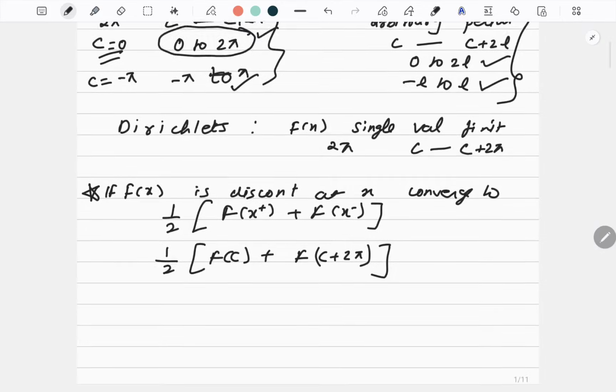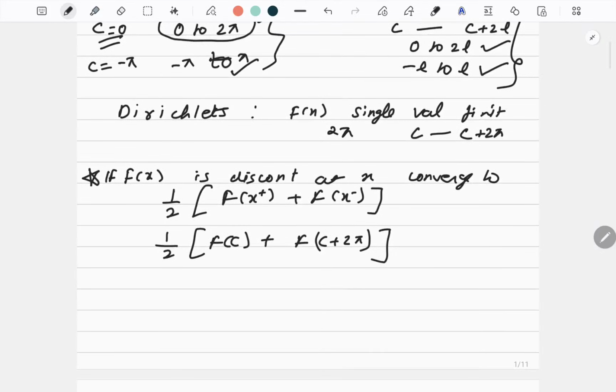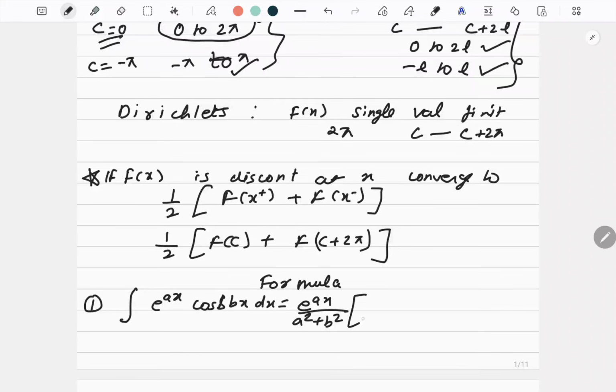Okay. Now what is the requirement? What basic knowledge should I have? A few formulas. Let us list them out, so that when we are doing the question, we do not get stuck because of the formula. The very first formula you should know is the integral of e^(ax) cos bx dx, which is equal to e^(ax)/(a²+b²) times (a cos bx + b sin bx).